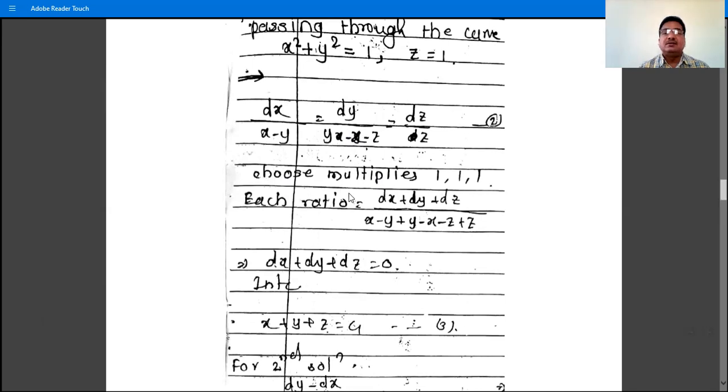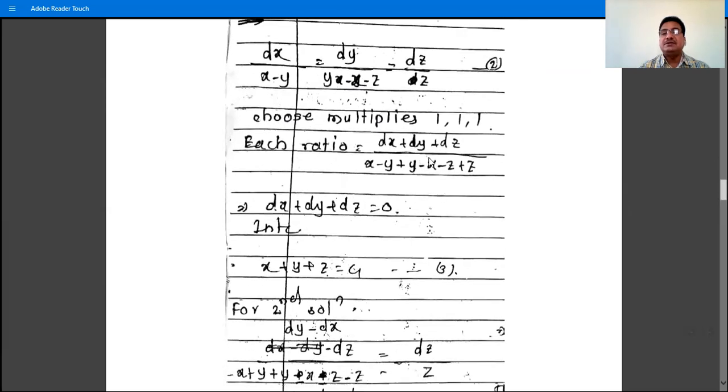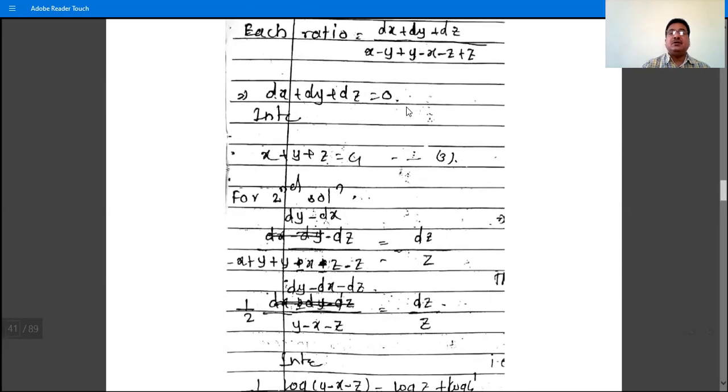So choose multipliers 1, 1, 1. So each ratio is equal to dx plus dy plus dz over the sum, and the addition of the denominators is equal to 0. Therefore dx plus dy plus dz is equal to 0. Integrating, we have x plus y plus z is equal to c1. This is equation number 3. And now we have to find the second solution.